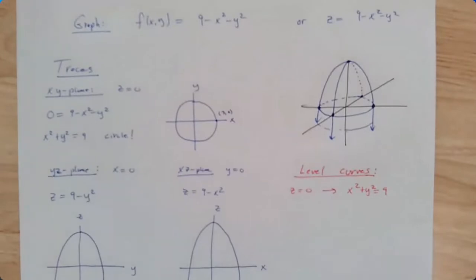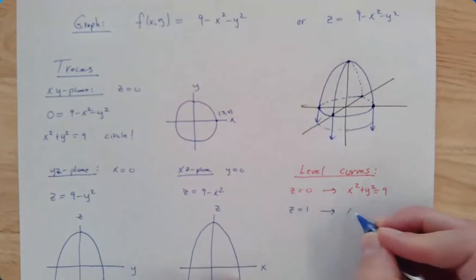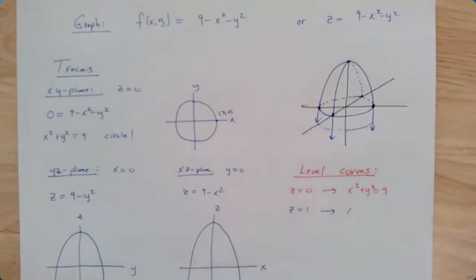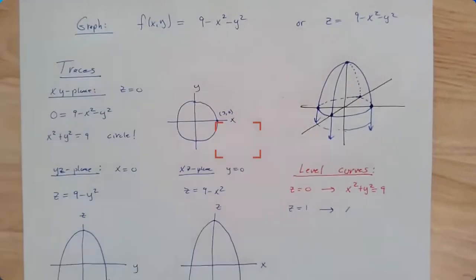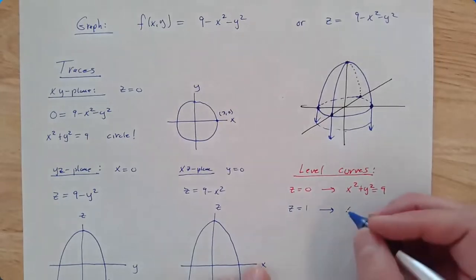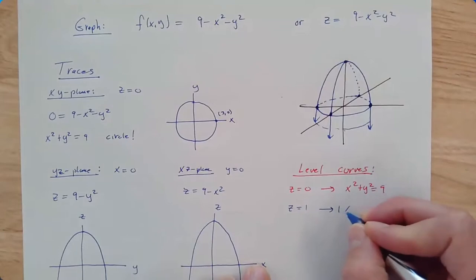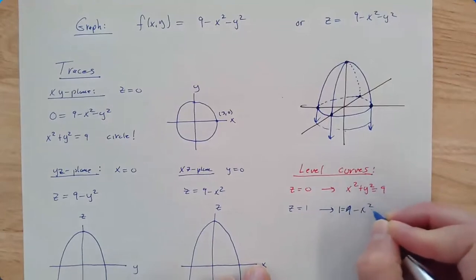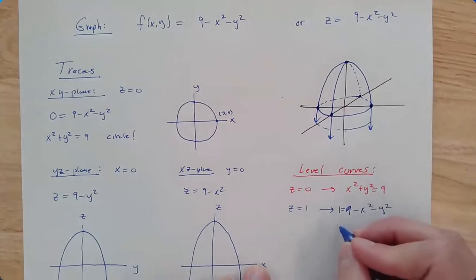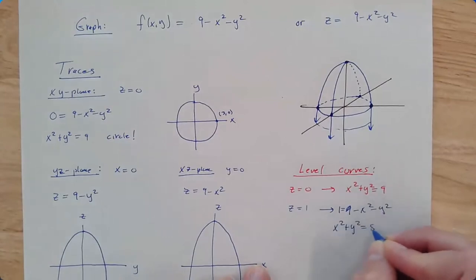We could go higher though. Let's say I want to pick z equal to 1. I should point out, I don't want to do a lot more work than I have to, not because I'm lazy, but because I want to be efficient with my time. I don't want to, every time, set z equal to 1 and solve the equation: okay, z equals 1, so I've got 1 equal to 9 minus x squared minus y squared, and then rearrange that to get x squared plus y squared equal to 8.